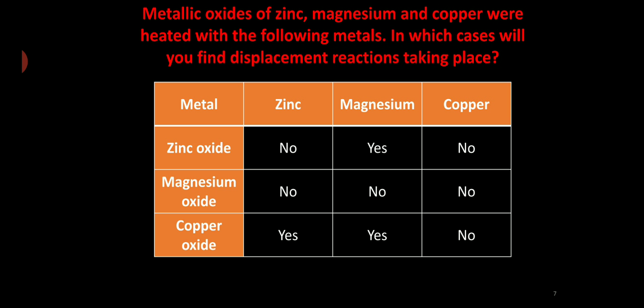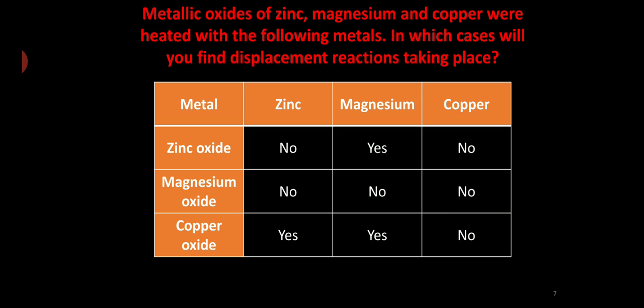Now let's discuss the question answers. Metallic oxides of zinc, magnesium and copper were heated with the following metals. In which case will you find a displacement reaction taking place? Mainly when we talk about displacement reaction, highly reactive metals displace less reactive metals. Just remember that. First one, zinc oxide and zinc.